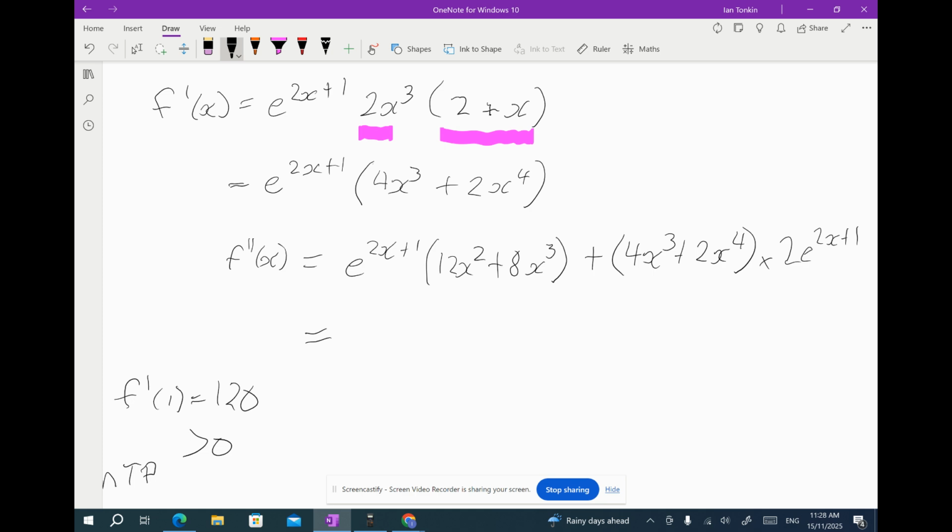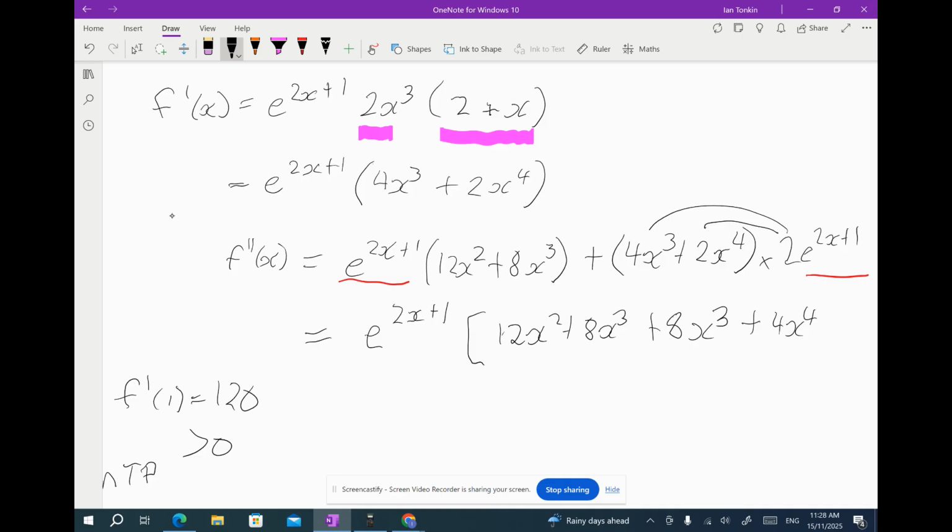Right, again, I'm going to factorize because what am I doing this for? I'm trying to find when the second derivative is equal to 0 to find points of inflection. So I'm going to take e to the 2x plus 1 out of both of those. So I'm taking it out of there and I'm taking it out of there. And what am I left with? Well, I'm left with a 12x squared plus an 8x cubed plus, remember I've got to put the 2 into these two, another 8x cubed, because 2 times 4 is 8, plus a 4x to the 4.